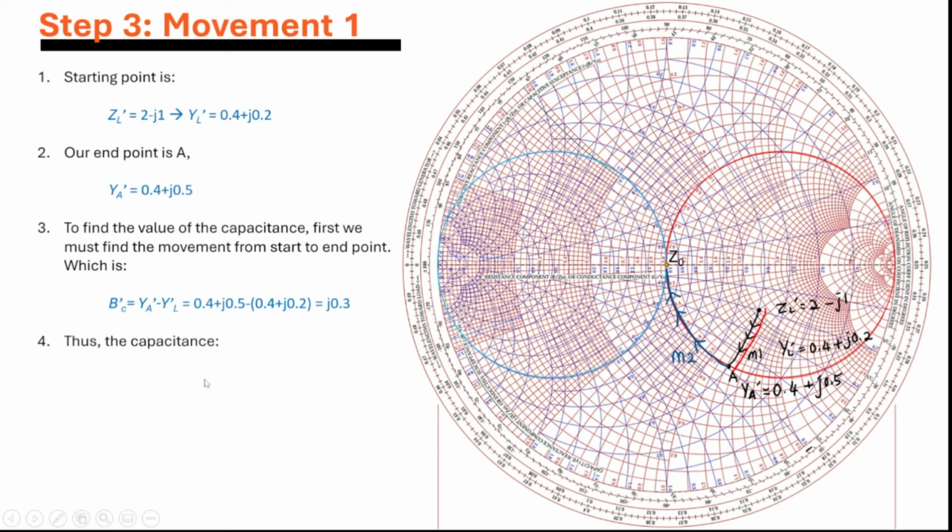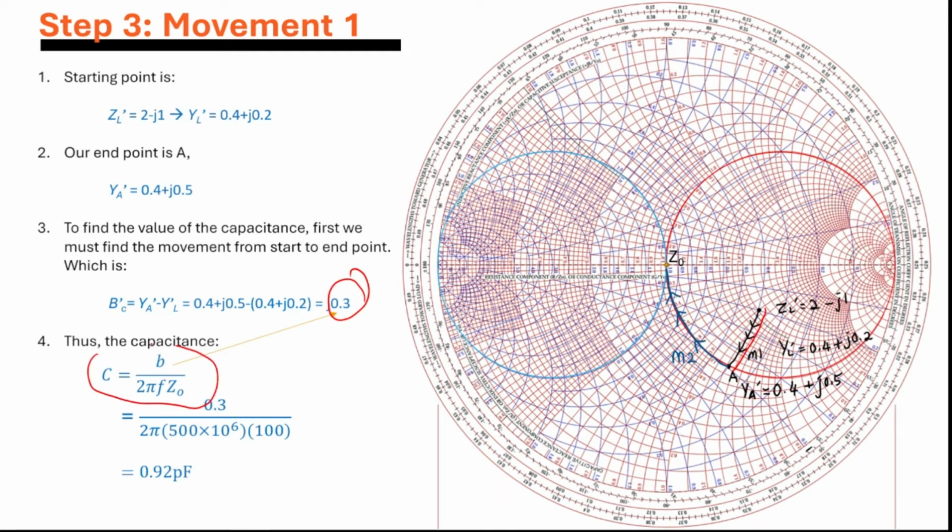Now the next step is of course to find the capacitance, and the capacitance can be found by using this equation as shown earlier, and it is equal to 0.92 picofarad. This B here is the imaginary value of our B earlier. So it's just a matter of replacing that B inside the equation so that we get the value of our capacitance.